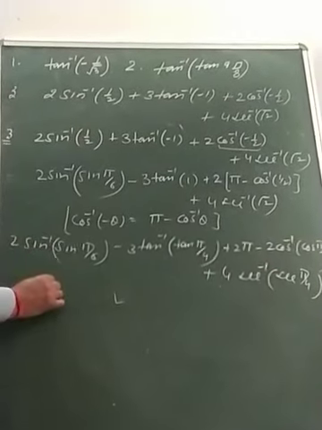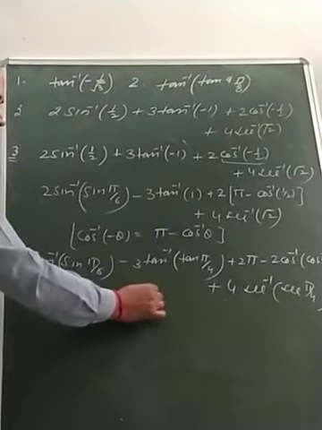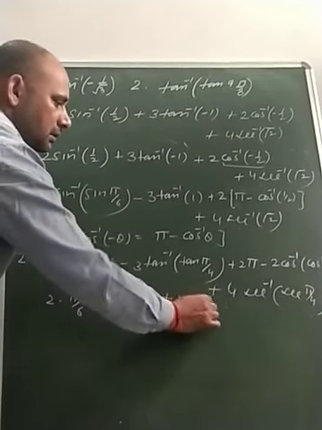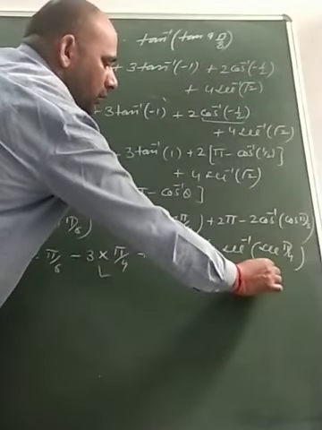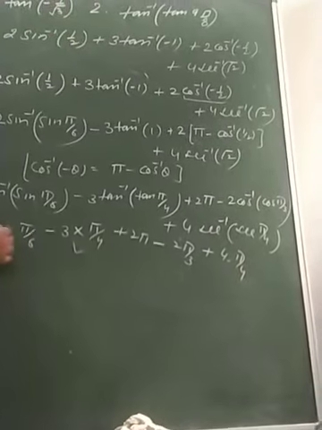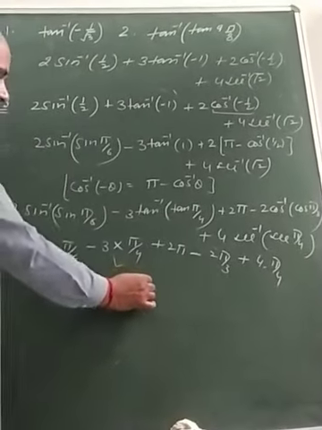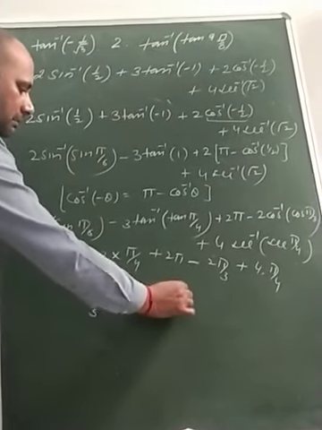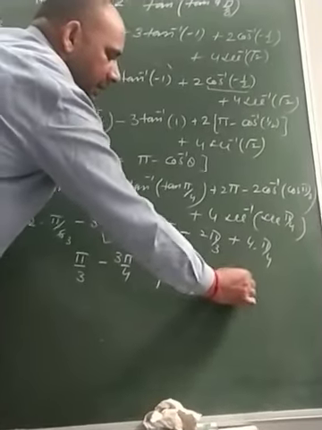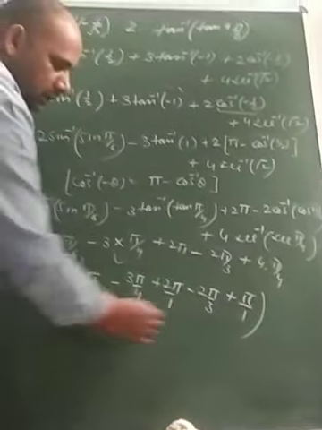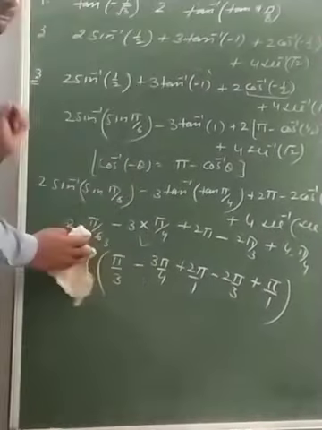So each will cancel. 2 into pi by 6 cancel, pi by 4 cancel, 2 pi by 3 cancel, 4 into pi by 4. So now, 2 threes, pi by 6, pi by 3 minus 3 pi by 4 plus 2 pi minus 2 pi by 3 and pi. Now taking LCM and find the exact value of question number 3.